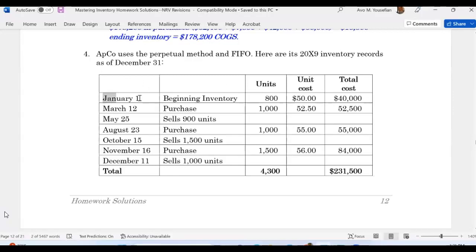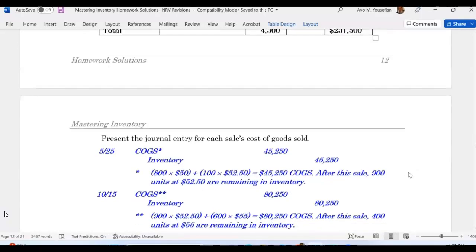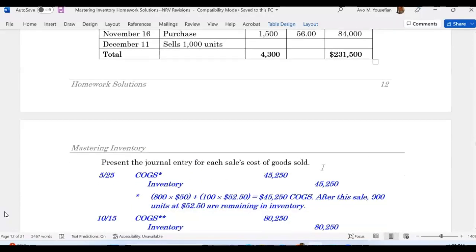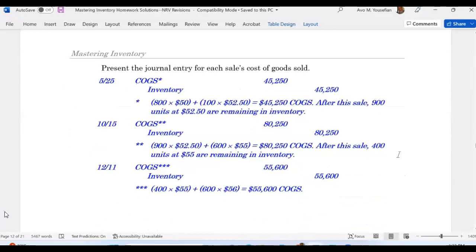The beginning inventory is 800 units at a cost of 50 bucks, and that's $40,000. However, we purchased a few times, we sold a few times, and we are using perpetual. That means we need software. Of course, we don't have software here in this situation, so we're going to do it manually ourselves, right? So it takes a little bit longer. It says present the journal entries for each sale and cost of goods sold. We're going to calculate those cost of goods sold, but here are the answers anyway.